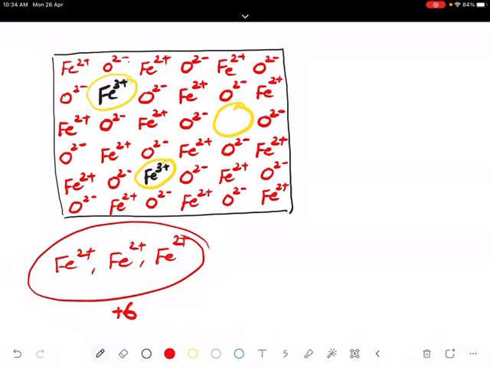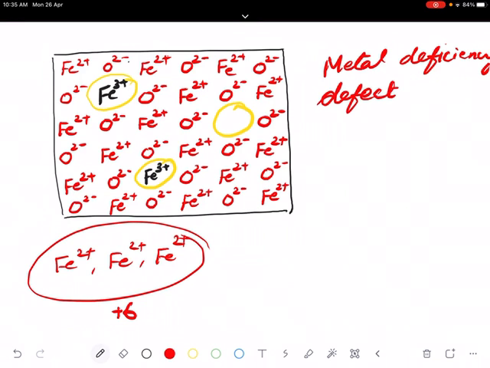crystal becomes deficient in metal. So we say metal deficiency defect. So in the case of this FeO, this should be the molecular formula for stoichiometry, but since it is less in Fe, for example, we write this is non-stoichiometric.